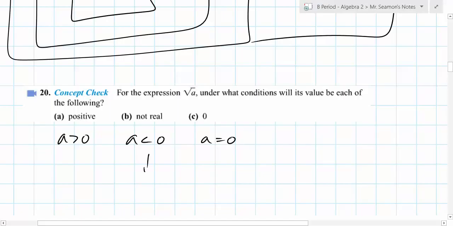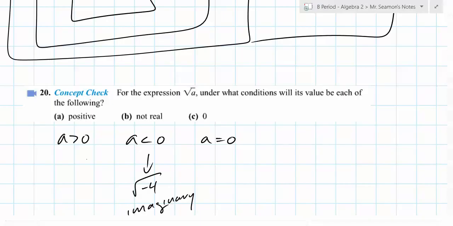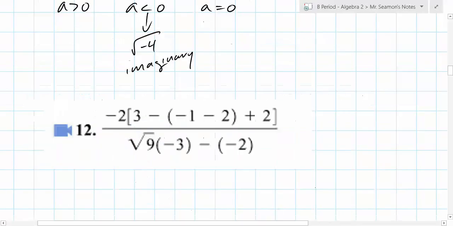Because in this case, you'd have something like the square root of negative 4, which is imaginary. We have not talked about that, but we will. That's why it's not real, because it's imaginary. You should target on this one, the parentheses on the inside. So what's the parentheses on the inside you should target?